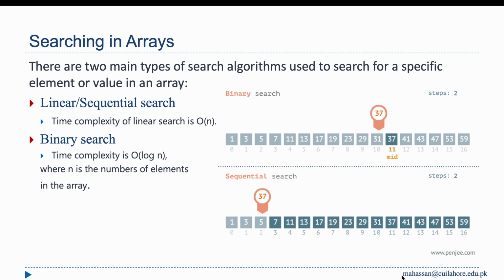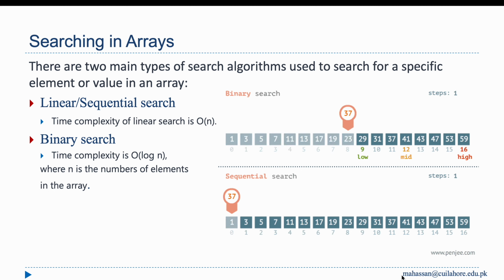Binary search is a search algorithm that divides the array into two halves and compares the target element with the middle element of the array. As you can see in the animation, if the middle element is equal to the target element, the search is complete. Or if the target element is greater than the middle element, the search continues in the right half of the array. Or if the target element is less than the middle element, the search continues in the left half of the array. This process is repeated until the target element is found or the array is exhausted.